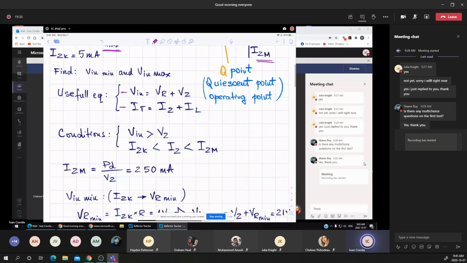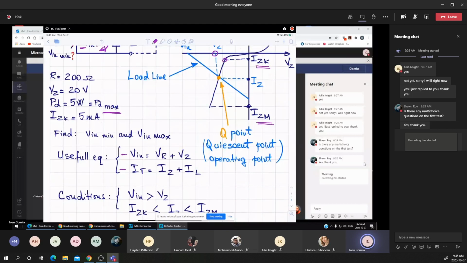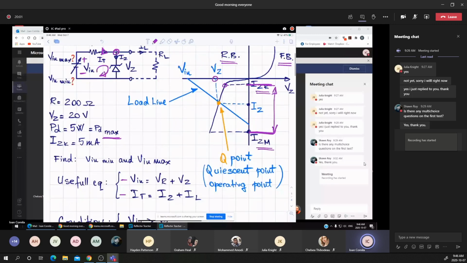Another condition that has to be met, you notice that the I_Z has to be maintained between two limits. I have the minimum and the maximum current. That's the span, the range of the current that must flow through the Zener diode in order to maintain a constant voltage. That's why I group them as a condition in order to maintain a constant voltage across the load resistance.